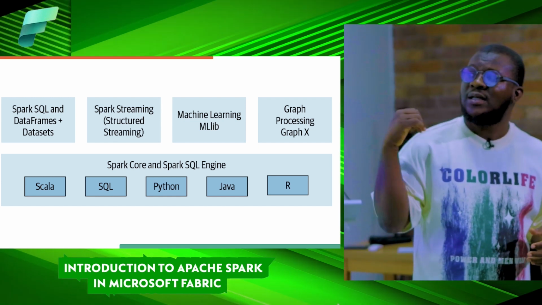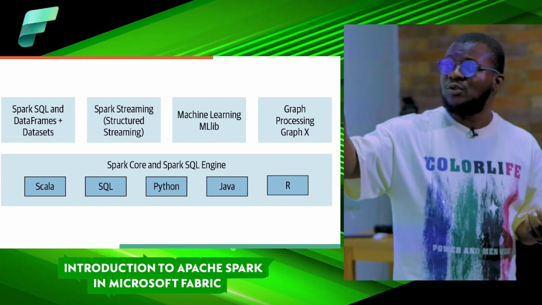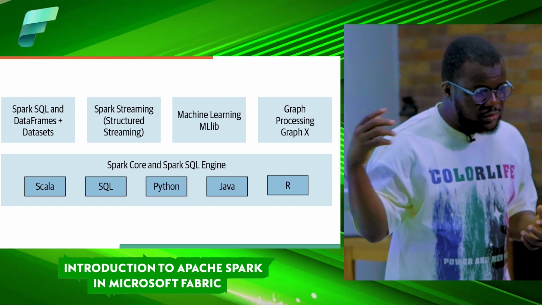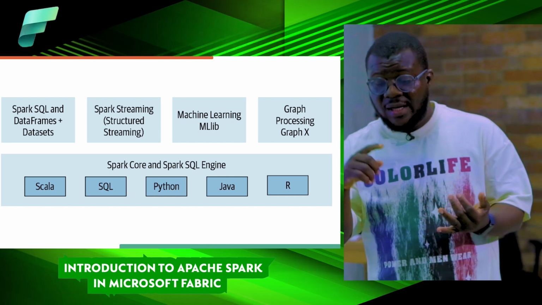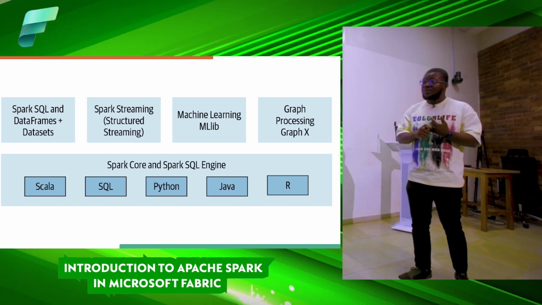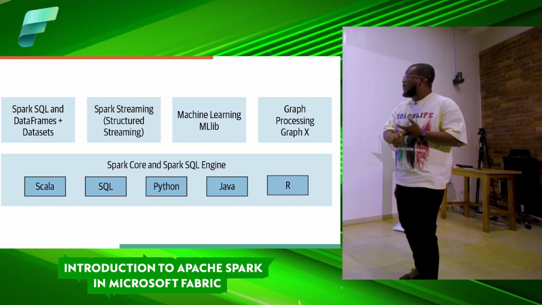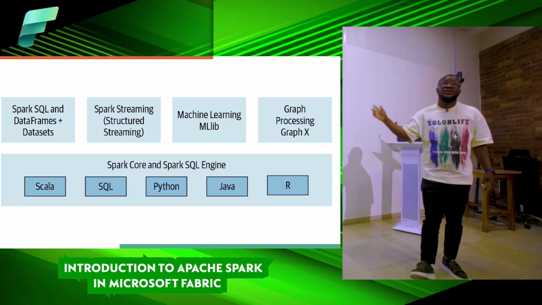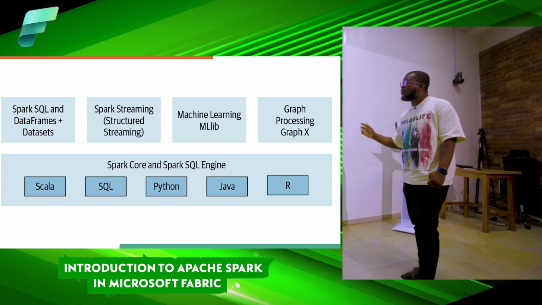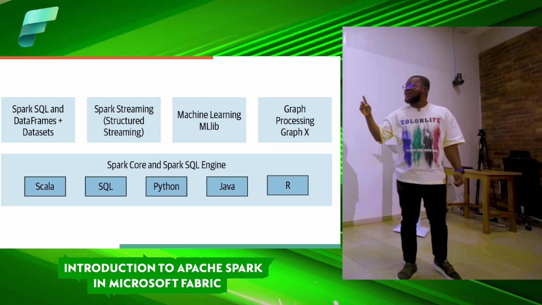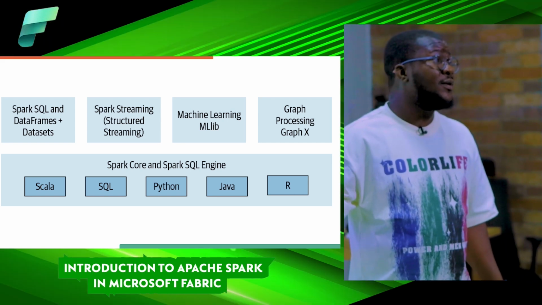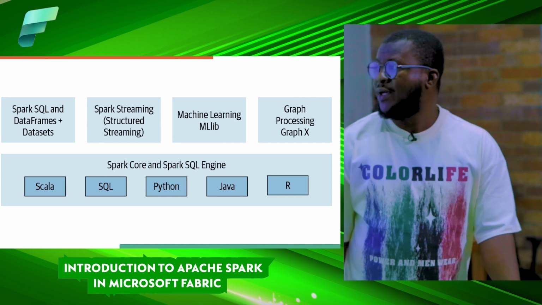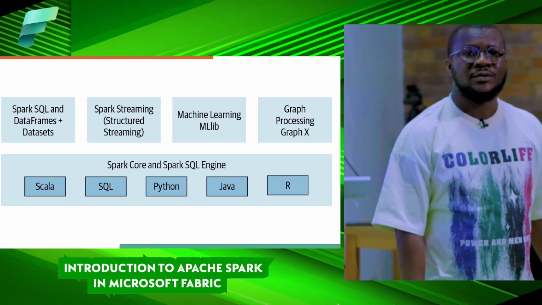Now, Spark Core and the Spark SQL engine. So you can use Spark with all of these different programming languages. You can use Scala if you're comfortable with Scala, SQL, Python, Java, and R. All of these are languages you can use with Spark. I think in Fabric, you're only limited to Scala, SQL, and Python. Am I correct? And R, yes. So I'm not sure Java is available in Fabric, right?